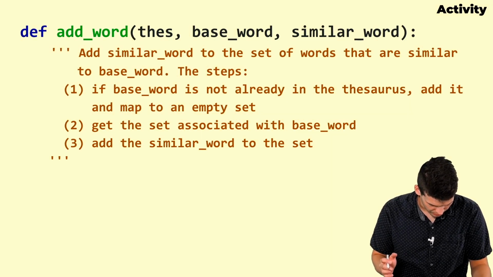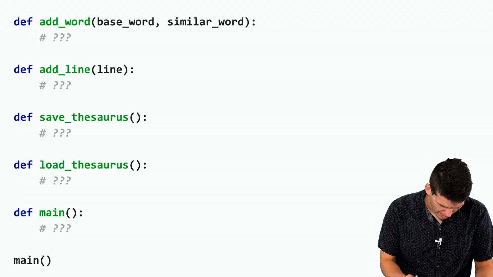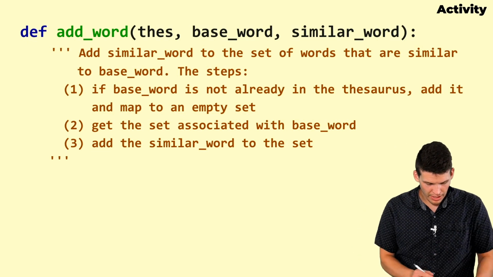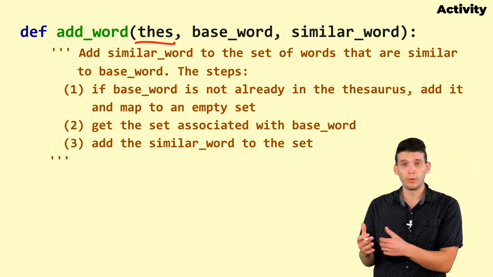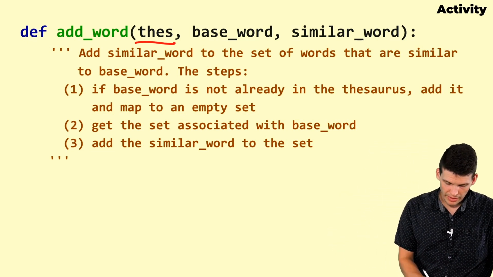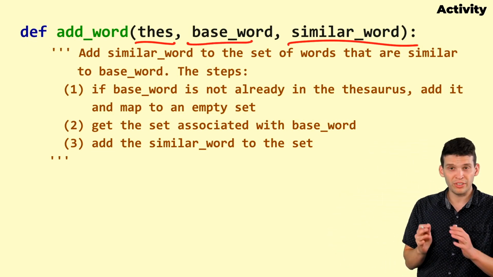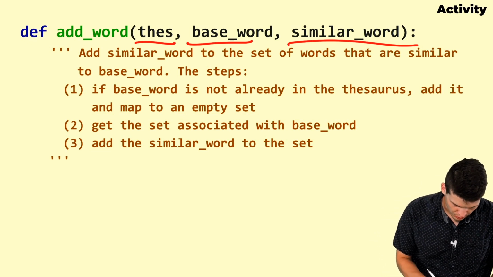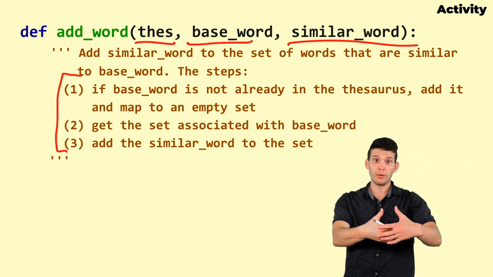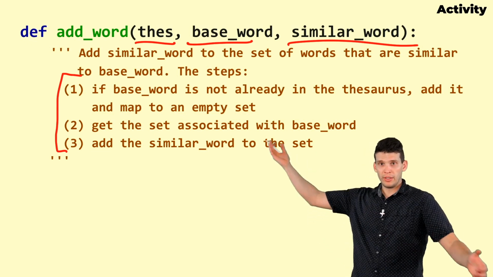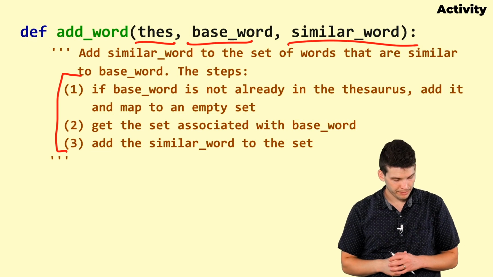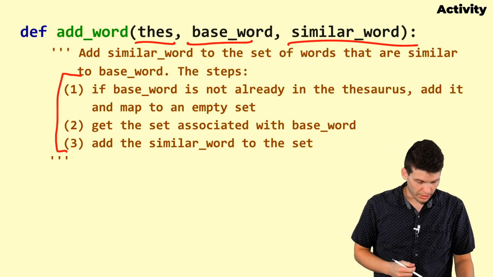Oh wait, let me go back, on that one it was missing a parameter. So we want to give it access to the thesaurus data structure, so the dictionary basically, and then have a base word and the word that is similar to that base word, and you should follow these steps. If the base word's not already in there, make sure to add it and associate it with an empty set, and then get the associated set, and then add the similar word to that. So how can this be done?